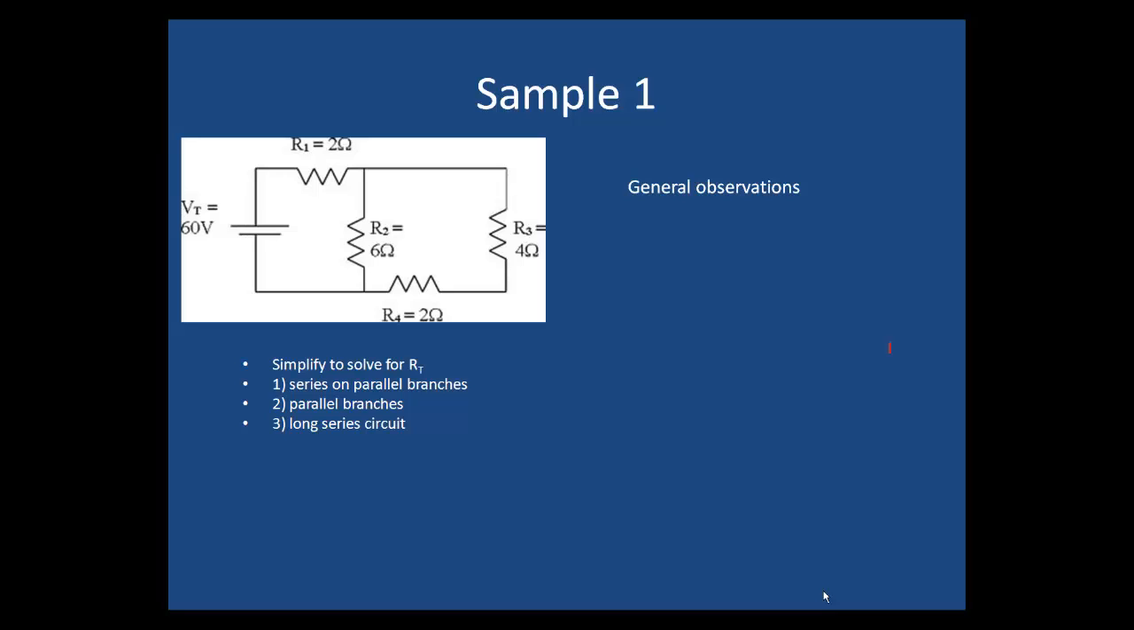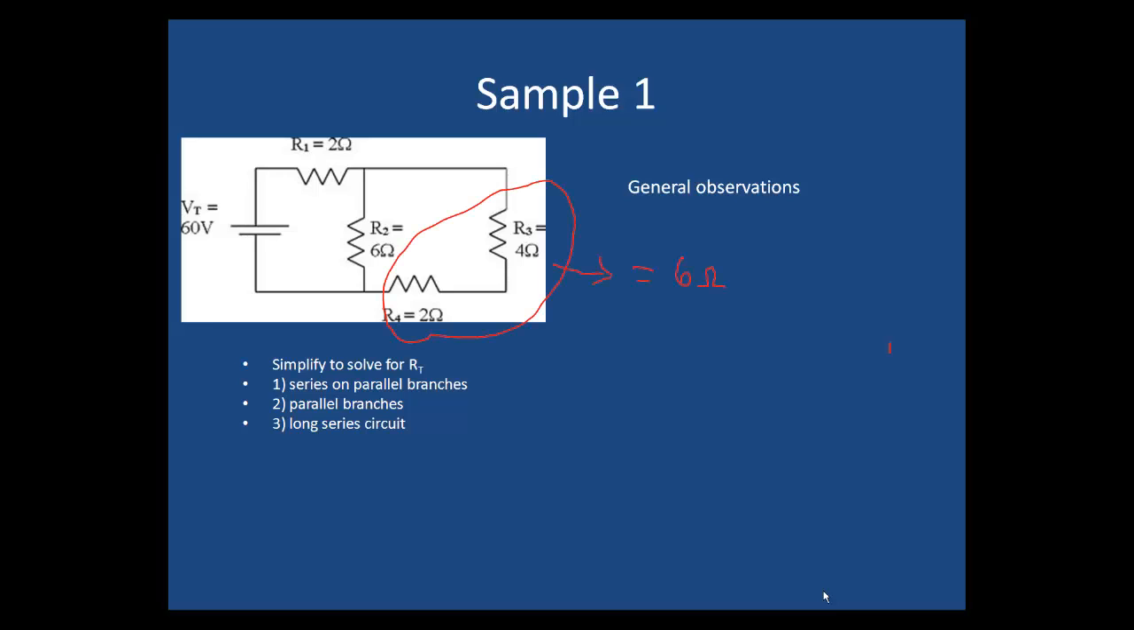So sample 1, we have a 60 volt battery, a 2 ohm resistor, and then we have two parallel branches. One parallel branch is 6 ohms. The other parallel branch has a 4 ohm and a 2 ohm resistor. So first thing we have to do is solve for our total. Now the first thing I want to look for is series circuits on a parallel branch. The right hand branch has a 4 and a 2. I have to combine those first. Then a parallel branch is then a long series circuit.